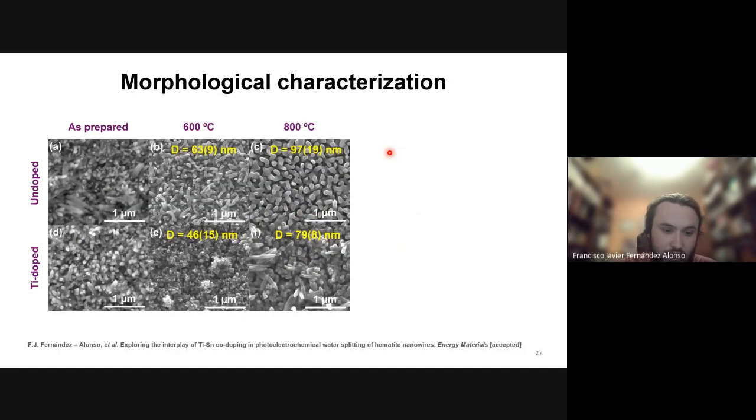Here we have the morphological characterization of the photoanodes. We see how just after the hydrothermal synthesis, the nanowires are more or less formed. And when we apply the high temperature annealing step, in both cases, we see an increase in the diameter of the nanowires of about 50%, which can mean that some nanowires are melting because of the high temperature annealing, and in this way creating nanowires with a larger diameter.